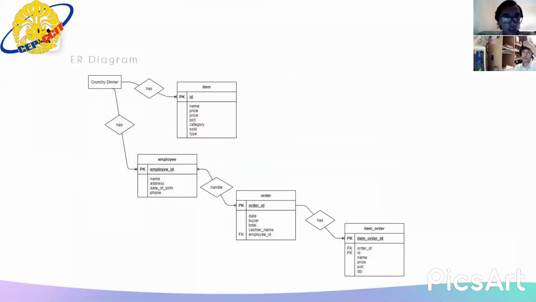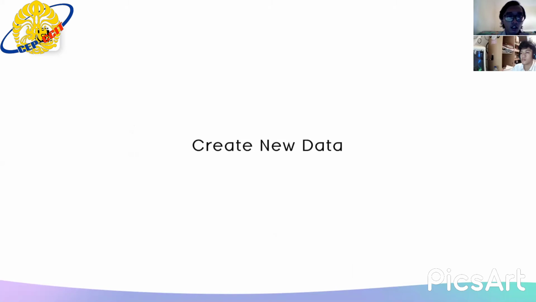And now we go into the ER diagram. So this is our ER diagram. As we can see here, there is a list of tables that have been created and we added relations between them. There is an item table, and then there is an employee. Employee handles the order and the order has an item order. Maybe that's it. And now we are going to create new data.